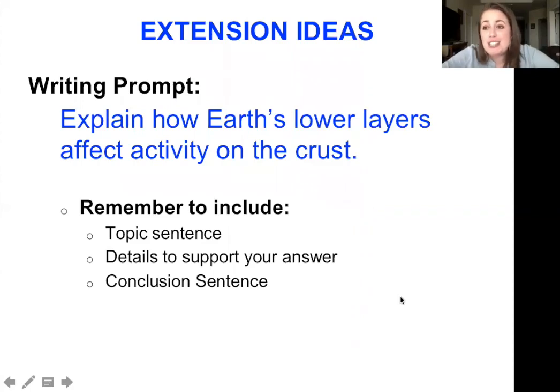Okay, so let's think about what we read. I am challenging you to a writing prompt. Here's your prompt. Explain how Earth's lower layers affect activity on the crust. So I just sort of gave you an idea thinking about Troy and the loud noise he heard and all of the things that are happening below us. How do Earth's lower layers affect activity or things going on the crust where we live? Remember, when you're writing, you need to include a topic sentence, details to support your answer, and a conclusion sentence.